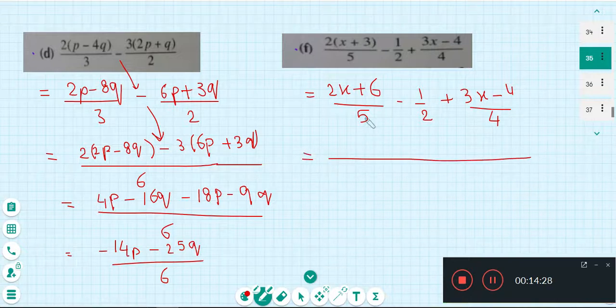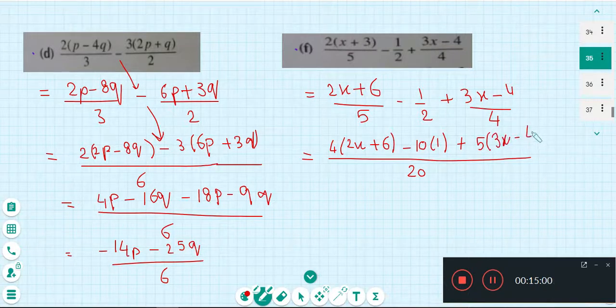Now divide this LCM by each denominator. 20 divided by 5 gives you 4. So 4 will multiply by the first numerator, negative as it is. 20 divided by 2 gives you 10. So 10 will multiply by 1 plus 20 divided by 4 gives you 5. 5 multiplied by numerator, 3x minus 4.